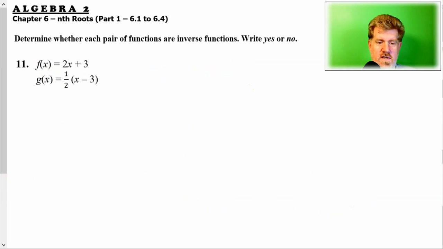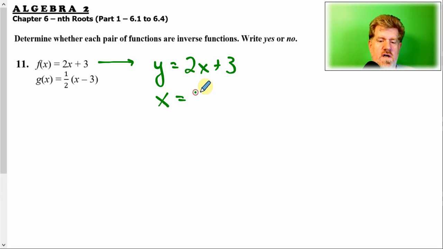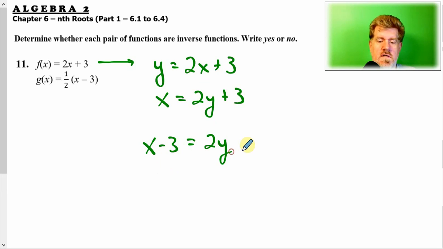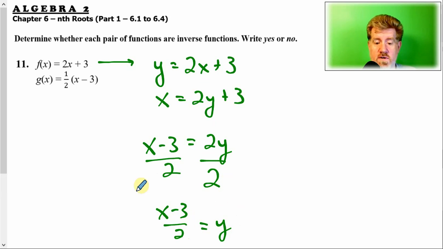All right. What about these two? Okay, I'm going to start with this one. I'm going to switch the x's and the y's. Then I'm going to solve for y. I'm going to subtract 3 from both sides. And then I'm going to divide both sides by 2. Well, guess what? Another way to write this is this. Are these inverses of each other? Does this equation match this equation? It does. They are inverses of each other. That's how you do an inverse.